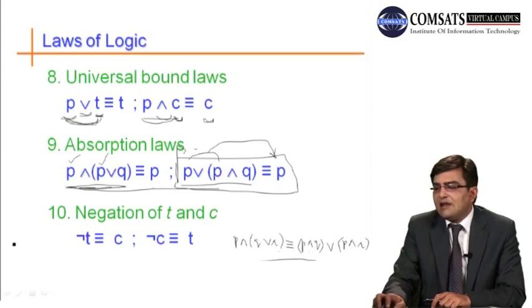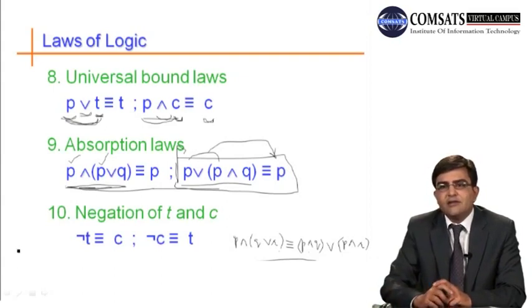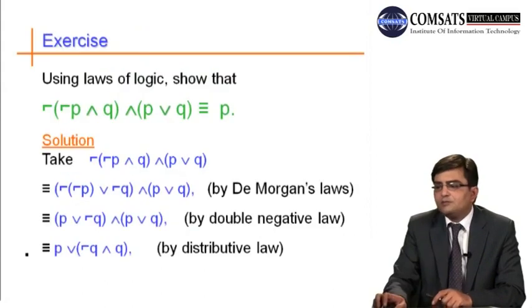The next law is negation of T and C. We can obviously say that the negation of a tautology is always a contradiction, and the negation of a contradiction is a tautology.